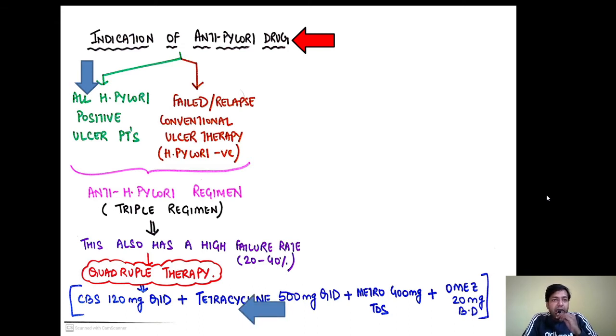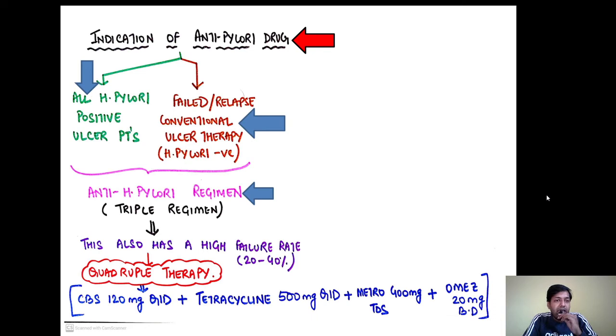Again, the second is any failed or relapsed conventional ulcer therapy case which has come out H. pylori negative. For example, there is a case of an ulcer, and you have started the patient on proton pump inhibitors. You have given them for 3 weeks, 4 weeks, 6 weeks, and nothing is happening. It is not getting treated. So these cases, even if they are H. pylori negative, we are going to give anti-H. pylori drugs to them, and we start with the standard triple regimen, the 3-drug regimen. That is what we are going to start with.